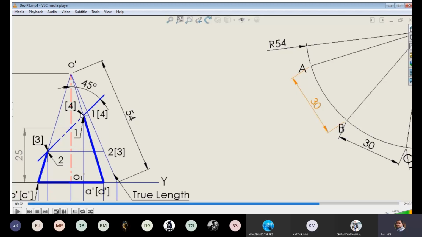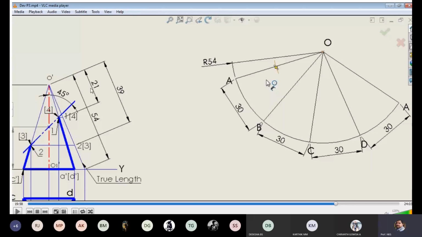Then now you are going to consider this length. So use your compass. Take this as center. From here to here, you have to take the radius. This will be for slant edge A dash to O dash, then D dash to O. That means A to O and D to O. For A to O and D to O, you have to consider 21. So no need to measure.